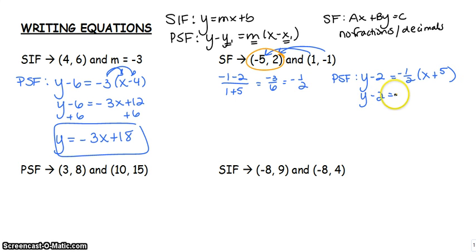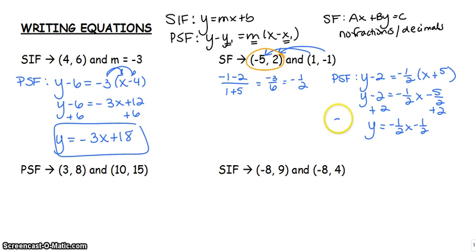Distribute, and we've got a negative 1/2 x minus 5/2. Add 2 to each side, and we've got y is equal to a negative 1/2 x. Now if we look at this, this is really a negative 2.5. 5/2 is the same thing as 2.5. So if I add 2, I'm left with a negative 1/2.